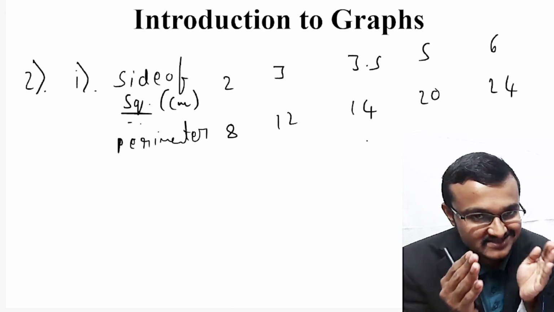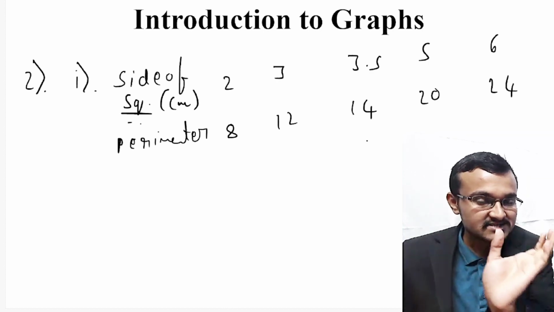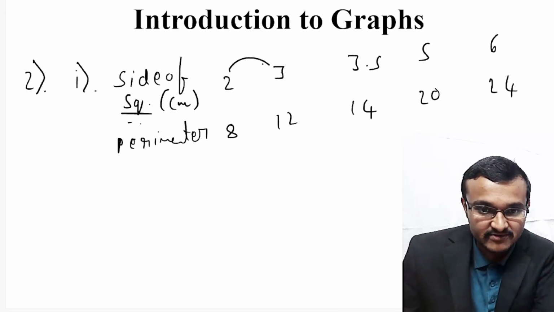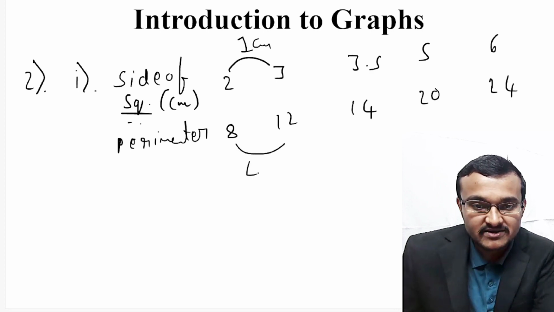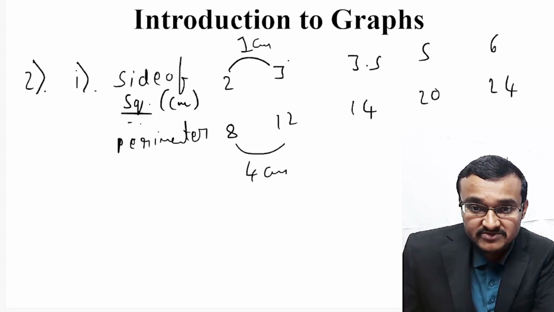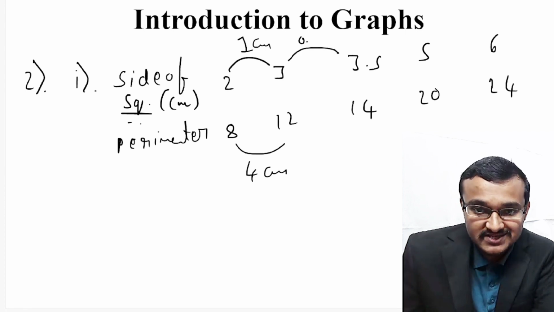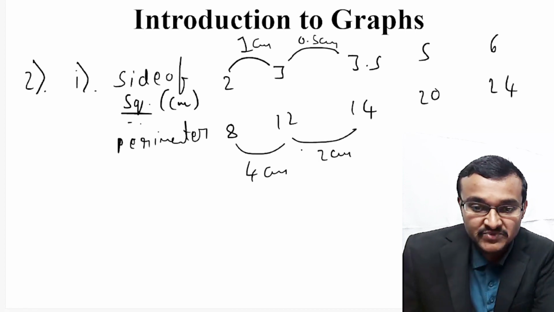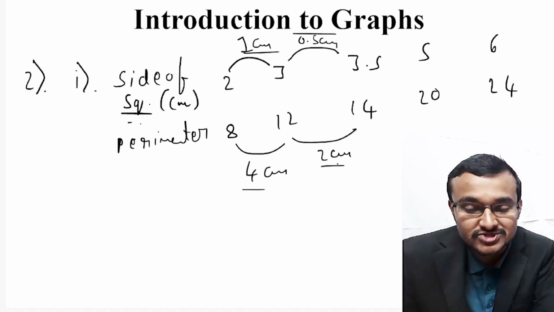Here you can clearly see that for each 1 centimeter increase, there is a certain increase in a linear fashion. From 2 to 3 there is a 1 centimeter difference. What is the difference in perimeter? 4 centimeters. From 3 to 3.5, it is 0.5 centimeter, and there is an increase of 2 centimeters. So when this 1 centimeter is reduced to 0.5, here also 4 centimeters is reduced to 2 centimeters.